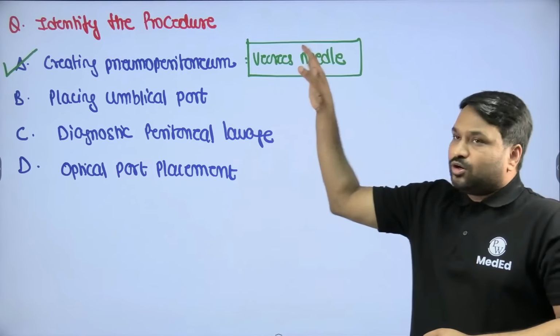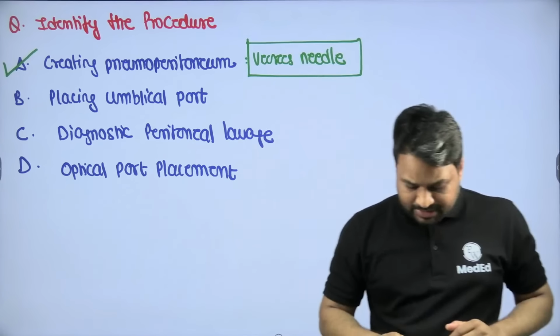Now, what is this procedure called? This procedure is called Veress needle insertion to create pneumoperitoneum, and that was the question that we asked. What is the procedure done? It is to create pneumoperitoneum. We're using a Veress needle. As simple as that.